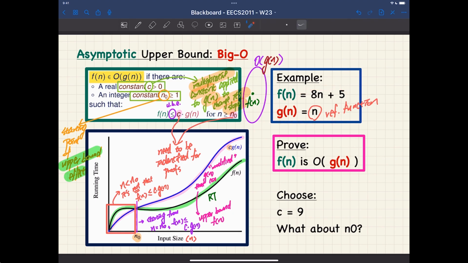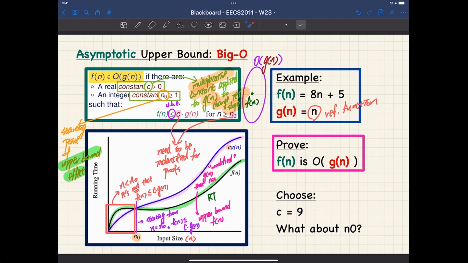What we really want to do is to prove that f of n is a member of the family of big O of g of n. That's what we want to prove, right? Of course, we need to find the c here, and also we need to find the n0 here. Okay? Let's look at some slideshow, and then I will try to switch back and show you more.